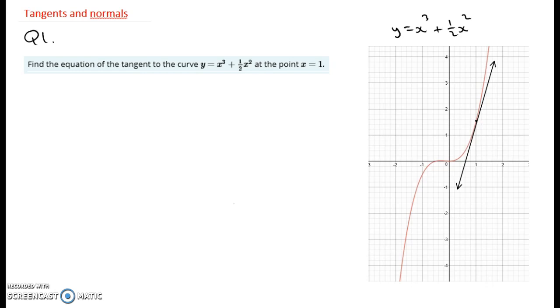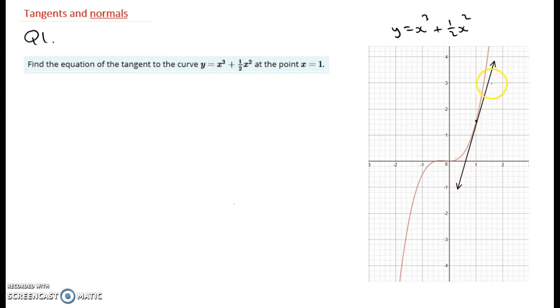So let's have a look at this question here. Find the equation of the tangent to the curve y equals x cubed plus a half x squared at the point x equals 1. Just to help you visualize what we're doing here, I've got a graph of this curve, y equals x cubed plus a half x squared. We're trying to find the equation of the tangent line to that curve at the point x equals 1. I've added that tangent line in at x equals 1. The y value is about 1.5, but we're going to find that y value soon. What we're trying to do here is find the equation of this tangent line.